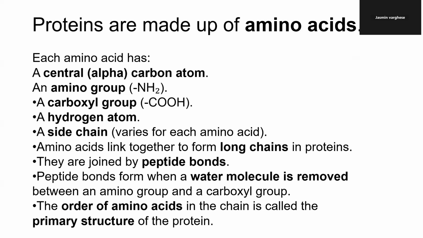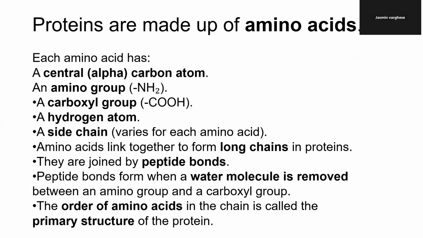Proteins are made up of amino acids, and this is the explanation again. Each amino acid has a central alpha carbon atom, an amino group, a carboxyl group, a hydrogen atom, and a side chain. Amino acids link together to form long chains in protein. They are joined by peptide bonds. Peptide bonds form when a water molecule is removed between an amino group and carboxyl group. The order of amino acids in the chain is called the primary structure of the protein.